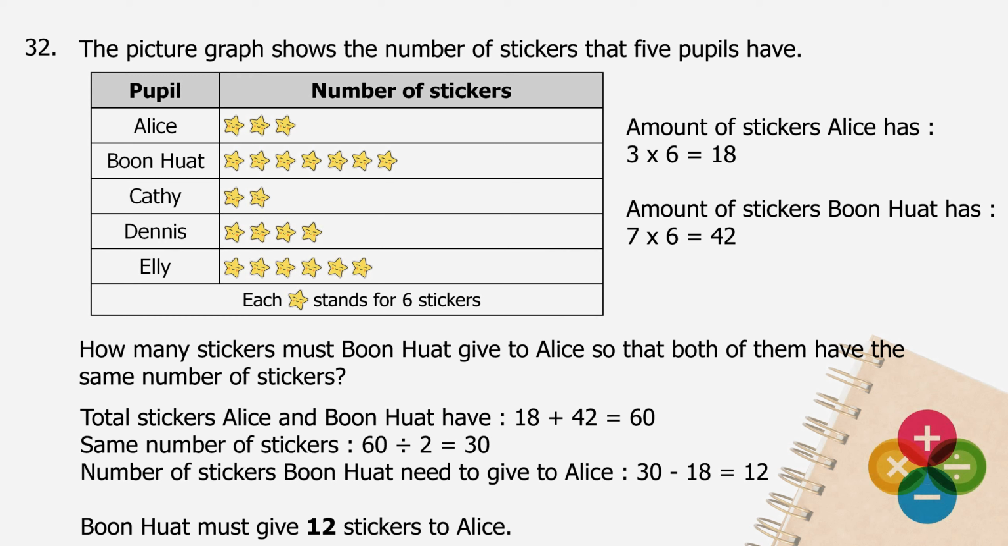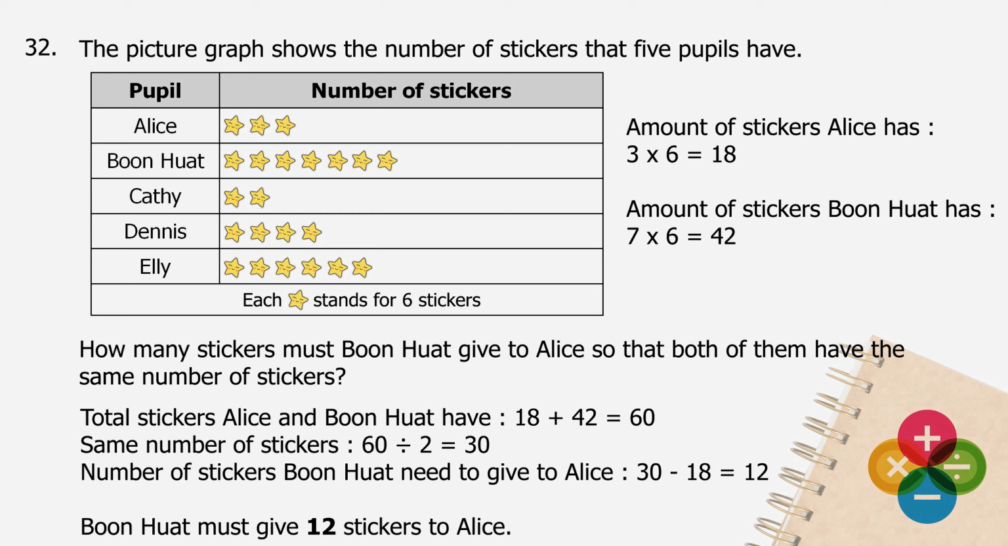The amount of stickers Alice has will be multiply 3 by 6, and the product is 18. The amount of stickers Boone Hewitt has will be multiply 7 by 6, and the product is 42. The total stickers Alice and Boone Hewitt have will be add 18 to 42, and the sum is 60. The same number of stickers shared between them will be divide 60 by 2, and the quotient is 30.